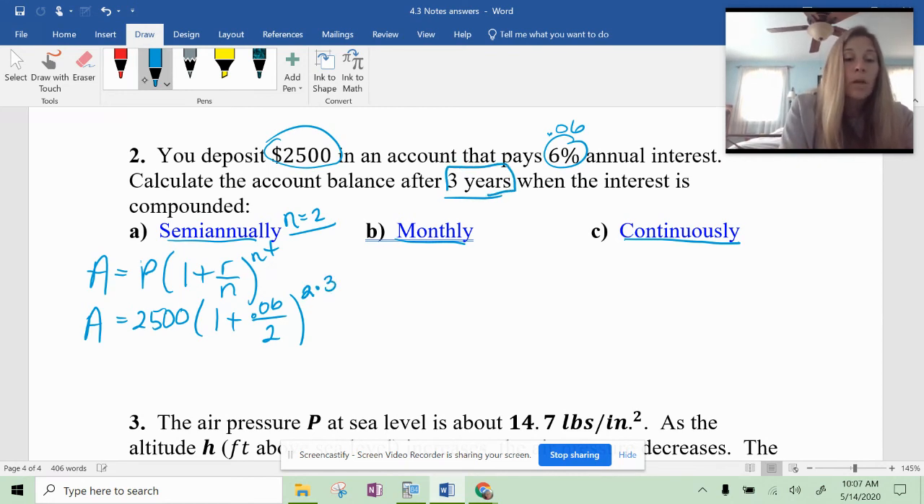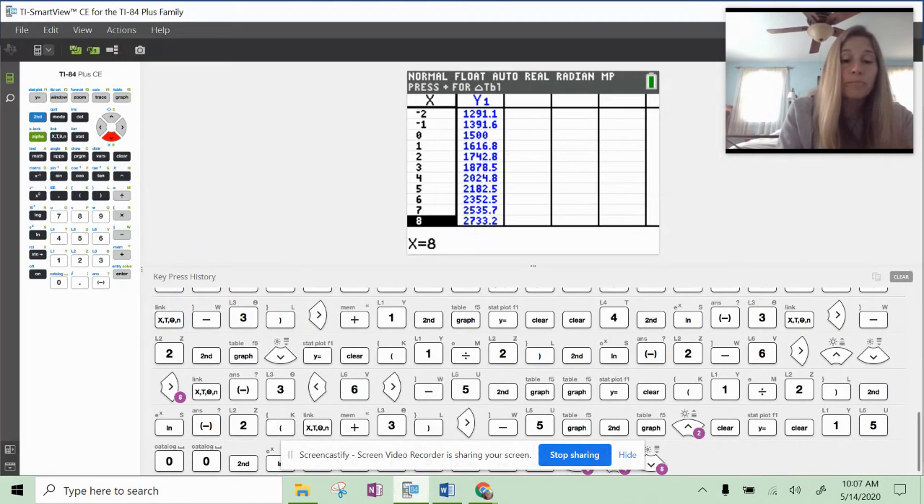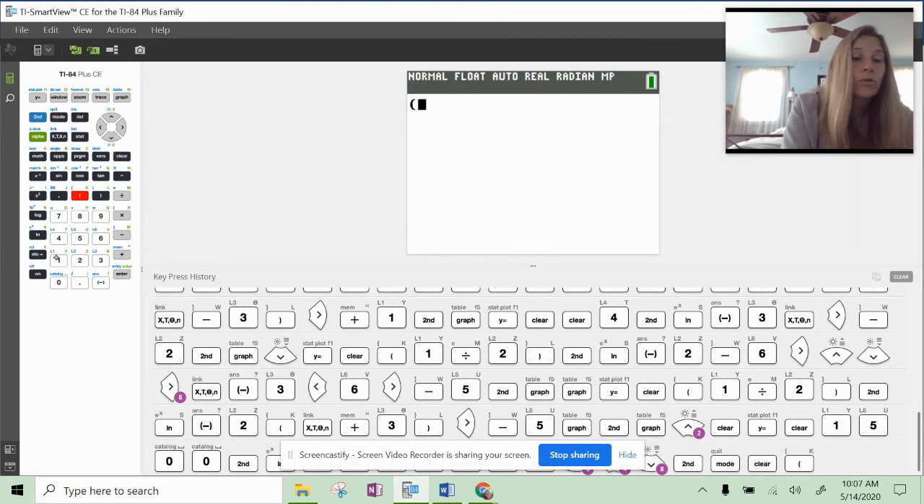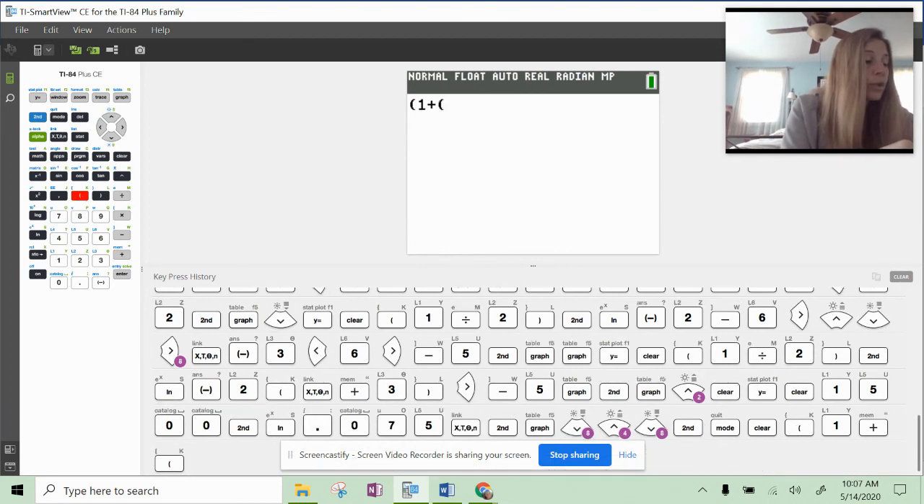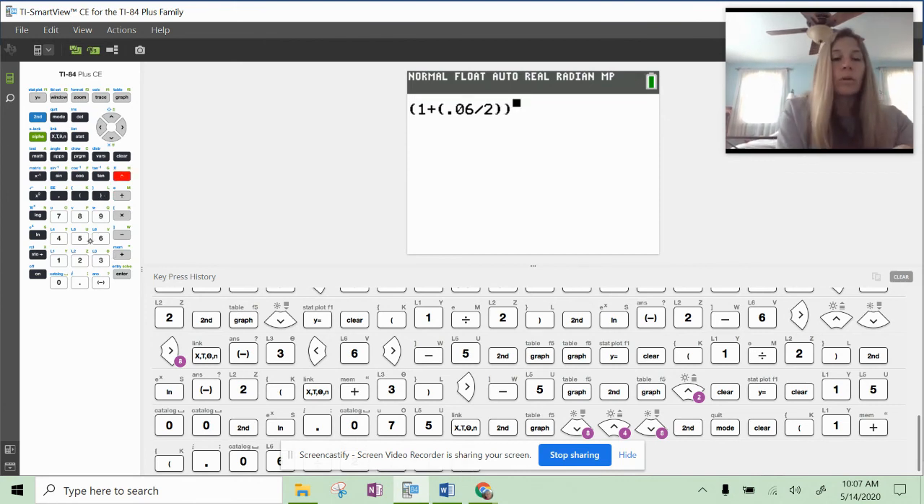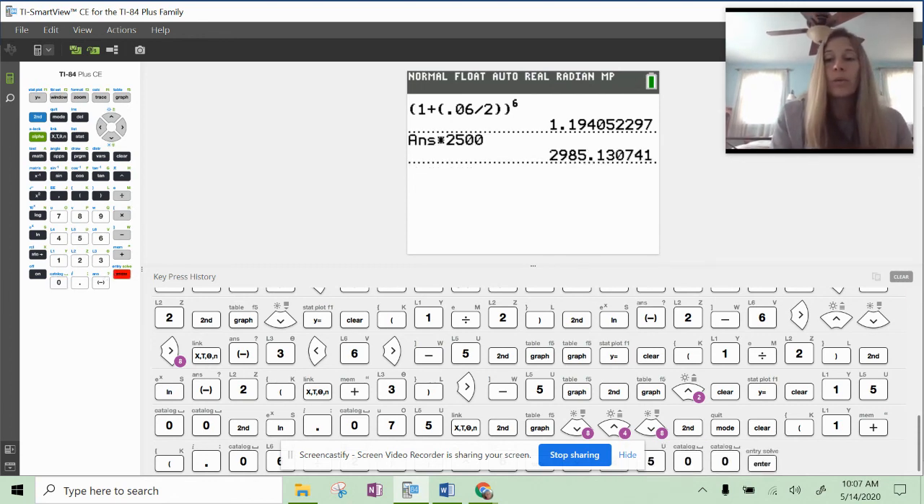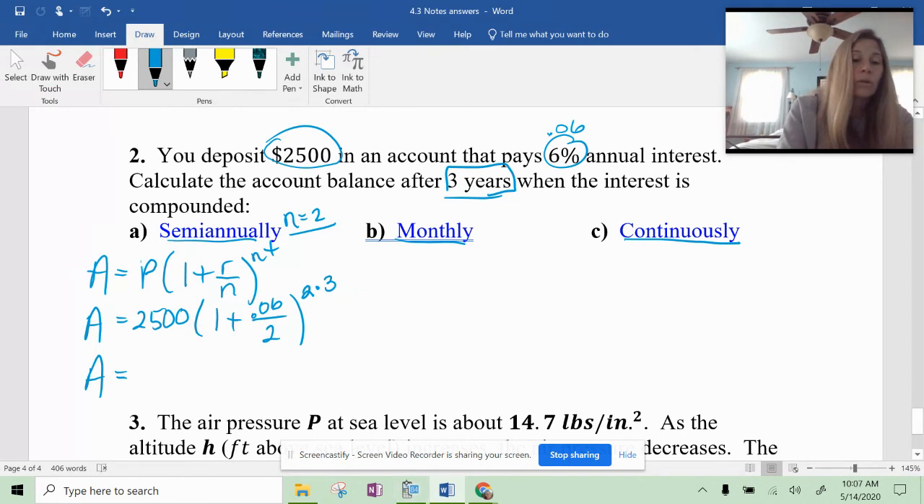on the outside. So now when you go to put this in the calculator, you want to do those parentheses first, right? In your parentheses, you're going to do 1 plus, and then the 0.06 divided by that 2. And then you're going to raise that to 2 times 3, which you can probably just do in your head and get 6. After you get that portion, you're going to multiply it to that principal amount out front, which is the 2,500, and you get 2985.13.